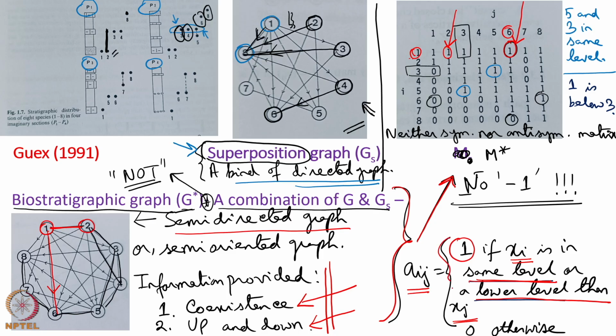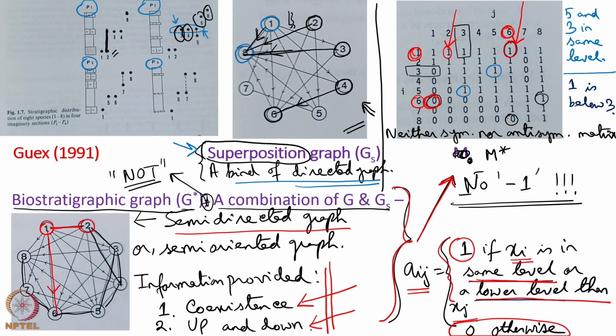And if this is not the case, we put 0. That means we said 1 lies below 6. So, what happens if 6 lies above 1? So, this 0 has come, no minus 1 has come. It has to be very clearly understood.